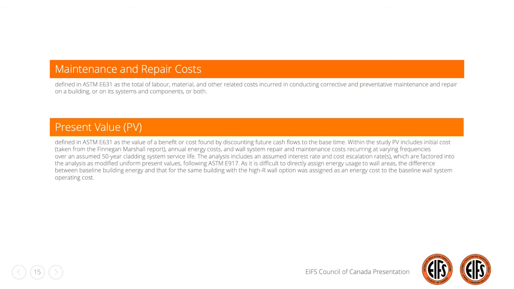For maintenance and repair costs, again, we refer to ASTM E631 for methodology, which means that the buildings were maintained at a high level for both structural and aesthetic integrity over a 50-year study period. Present value, sometimes referred to as net present value, includes the initial costs, annual energy costs, wall system repair and maintenance costs over our 50-year study period. In terms of interest rates and escalation rates utilized over a 50-year period, we'll get into that in more detail in part 3 of the analysis. Suffice to say for now that the formulary utilized is from ASTM E917.